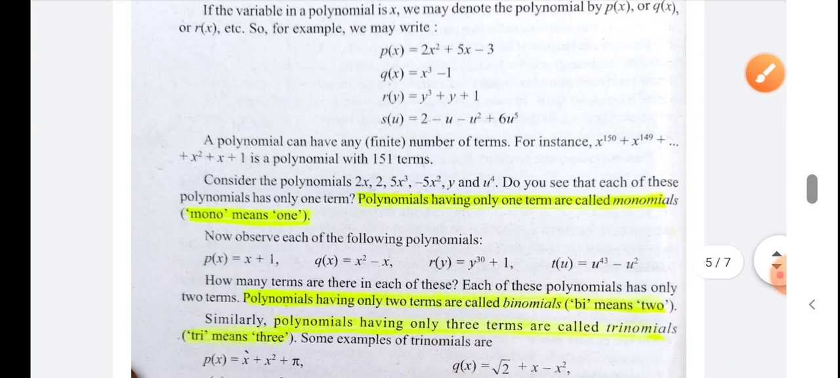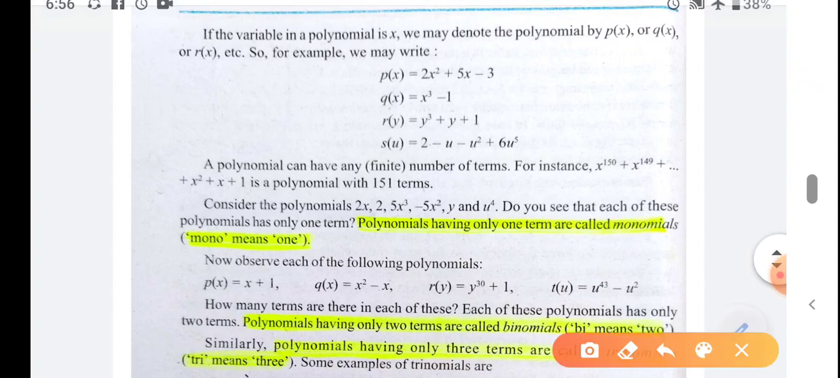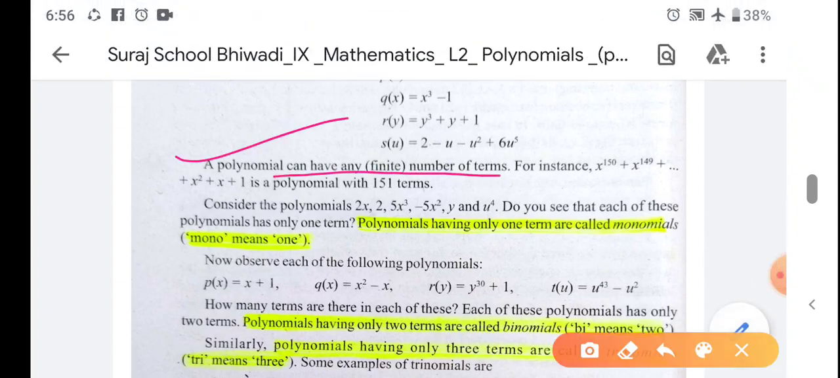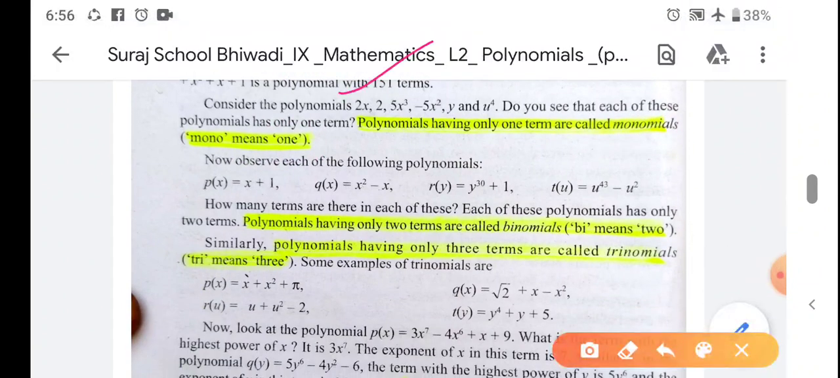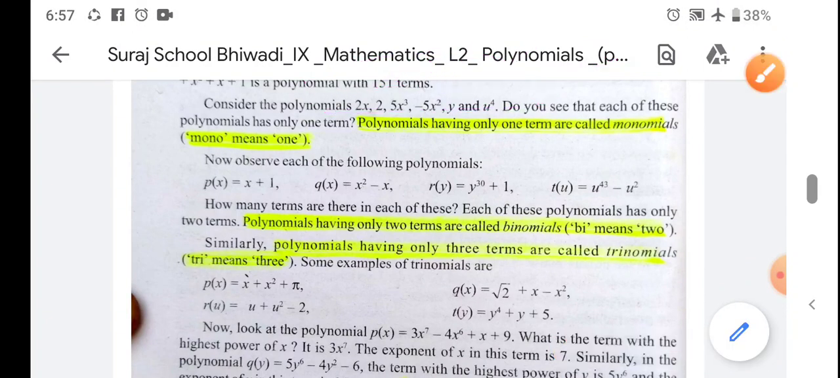Then a polynomial can have a finite number of terms. Polynomials having only one term are called monomials. Mono means 1. 2x, 2, 5x cube, minus 5x square y and u4 are all examples of monomials.